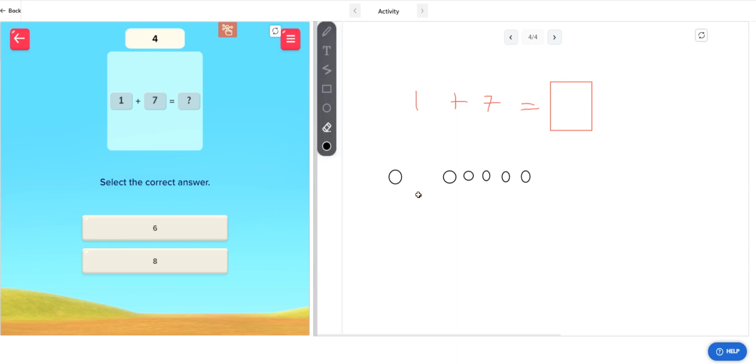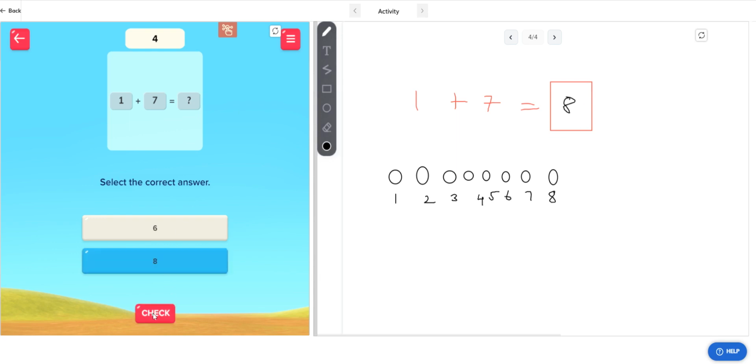So how many do I have? I have 7 marbles, correct? How many am I supposed to add to them? 1 more. Let's count the total. 1, 2, 3, 4, 5, 6, 7 and 8, right? So 1 plus 7 is simply 8. Awesome work you guys. Let's try this.